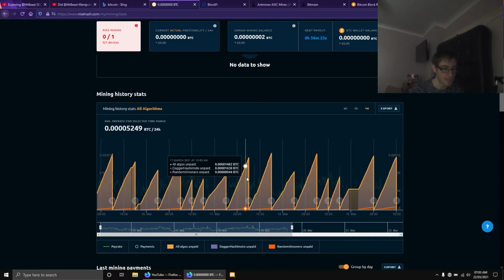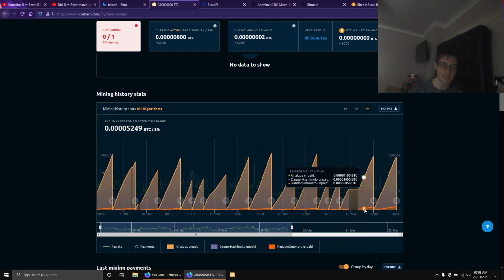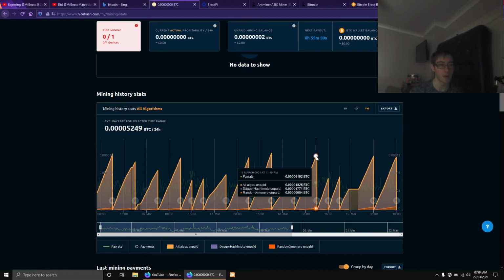And you'll also notice that there's two different colors here. So remember how I said CPU mining is really ineffective? The CPU is displayed as this dark orange. The GPU is this light orange. So you can see how much better a graphics card is at mining Bitcoin compared to a CPU.